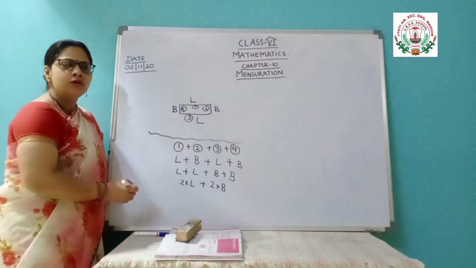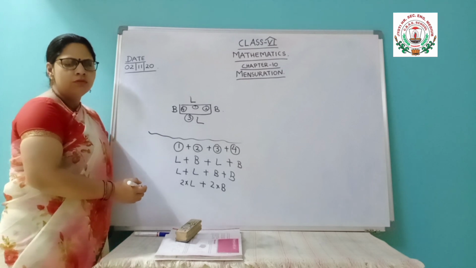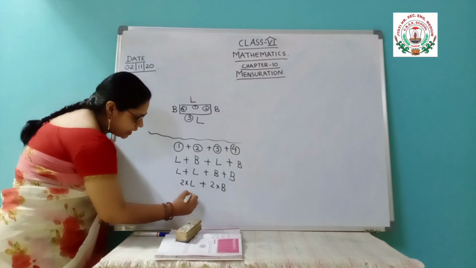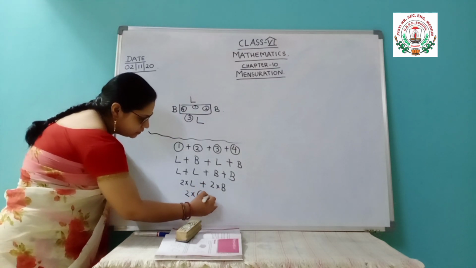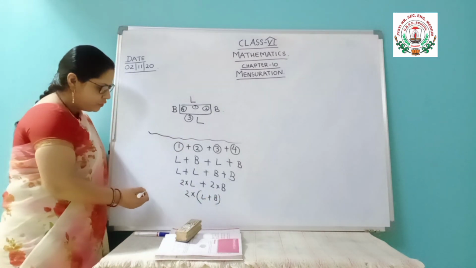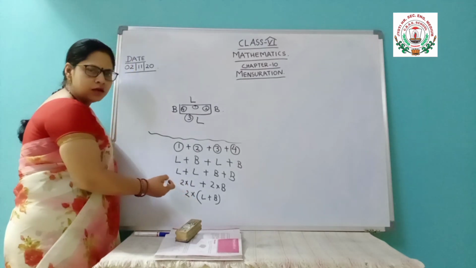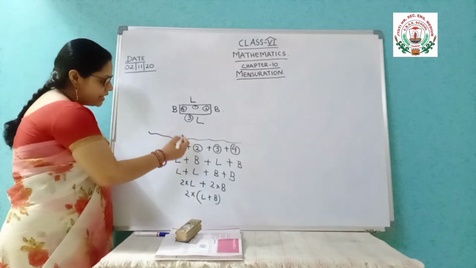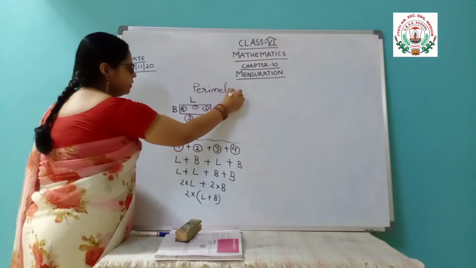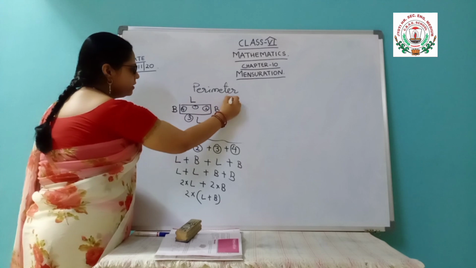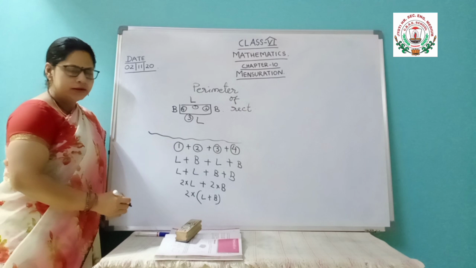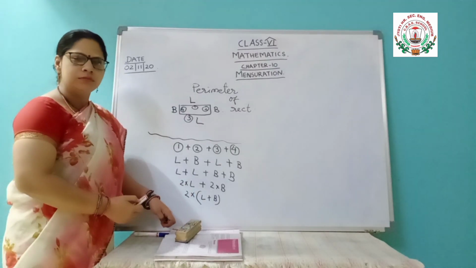Now here if we use the distributive property which you have studied in chapter 1 and 2, this 2 into and 2 into, if we take it as common, then length plus breadth will remain inside the bracket. This is according to the distributive property. So this is the formula for perimeter of a rectangle, because this is the rectangle, that is 2 into length plus breadth.